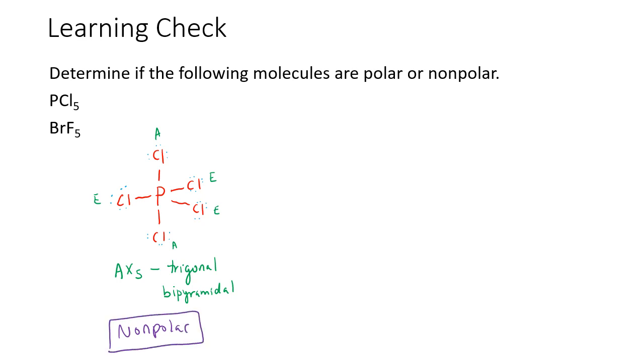With BrF5, if we compare that, we're going to have bromine in the center, and we're going to have 5 fluorine atoms surrounding it. All of our fluorine atoms will have a complete octet. And we're going to have 1 lone pair of electrons on our central atom. Our VSEPR class is going to be AX5E1, and the shape is called square pyramidal.